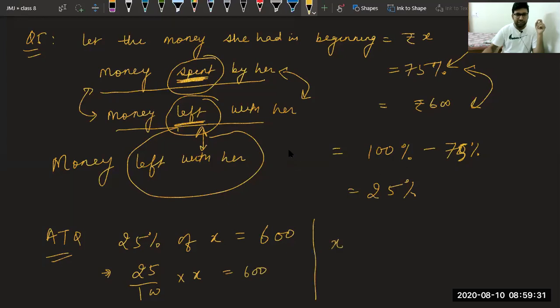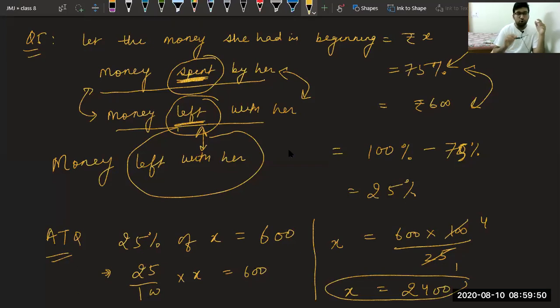We will isolate the x on the left hand side and take everything to the right hand side like this. We all know 25 ones are 25, 25 fours are 100, and the answer is rupees 2400.